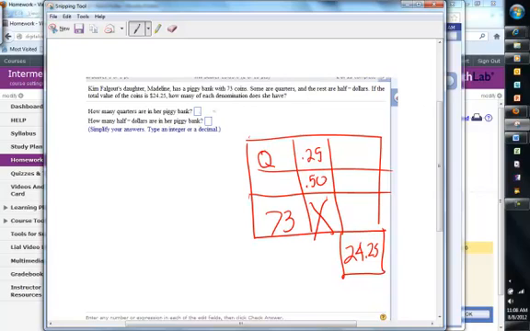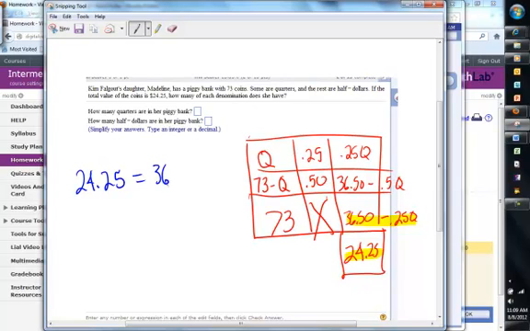So this will be 73 minus the quarters. So this is 0.25Q. This is 73 times 50 cents is $36.50 minus 0.5Q. So add those two together, we get $36.50 minus 0.25Q, and those two are equal. So we have 24.25 equals $36.50 minus 0.25Q.